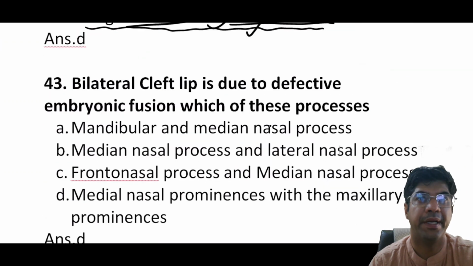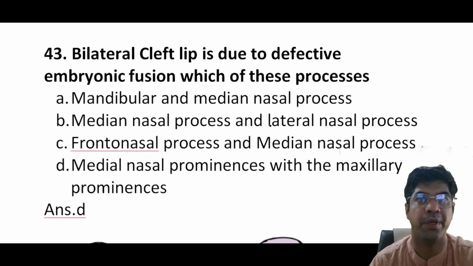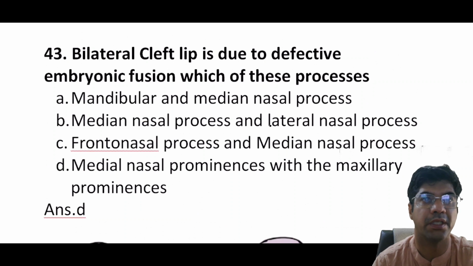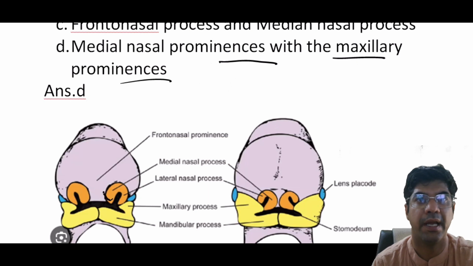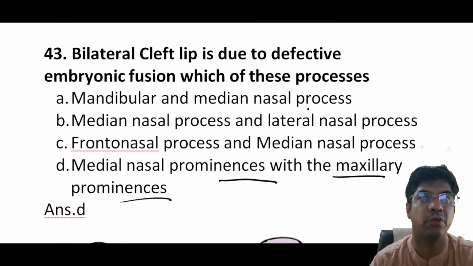Bilateral cleft lip is due to the defective embryonic fusion of which of the following structures? The answer is D, the median nasal process with the maxillary prominence. So the median nasal process and the maxillary process, when bilateral, lead to incomplete fusion and result in bilateral cleft lip.